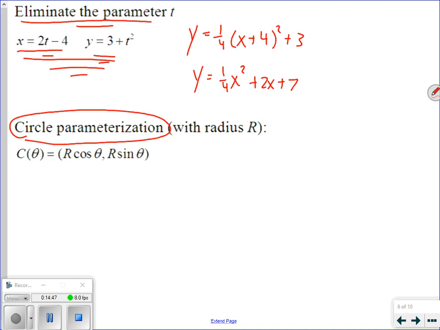This is whenever you have a parametric equation that is in the form of some type of circle function, where we have some type of radius r. Now we know the rectangular version of this to be x squared plus y squared equals r squared.